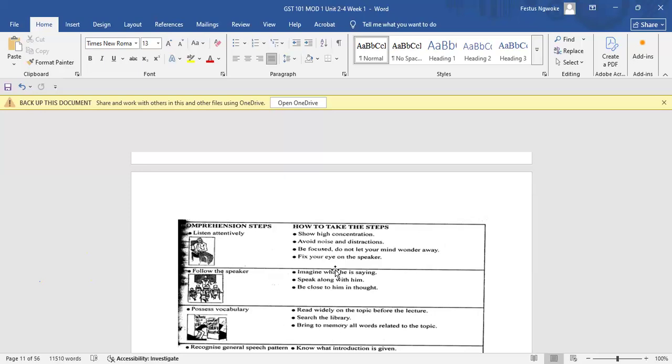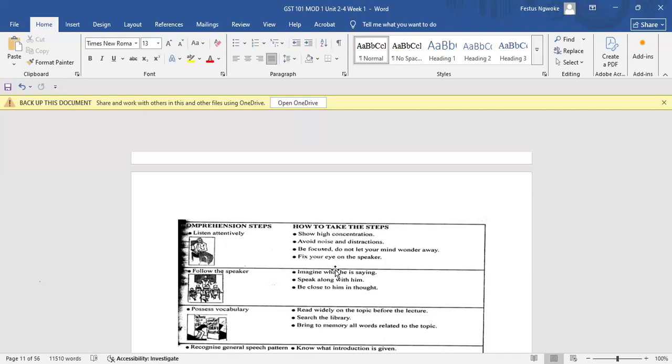Show high concentration. High. Can you see it? I'm only emphasizing what I've said before, and he wants to specify. Show high concentration. Avoid noise and distraction. Yes, when you show high concentration, you should ensure that you don't constitute noise or distraction, both to yourself and to others.